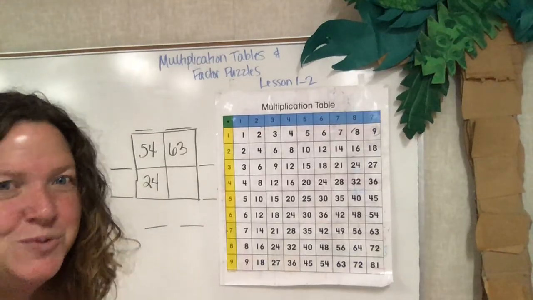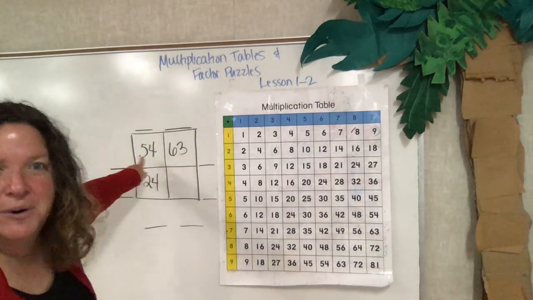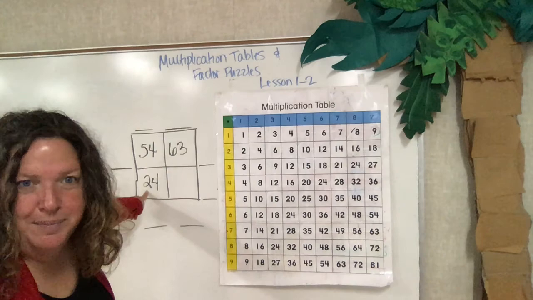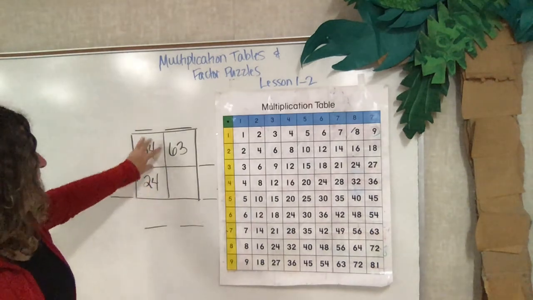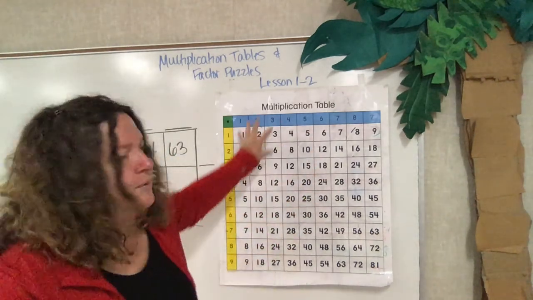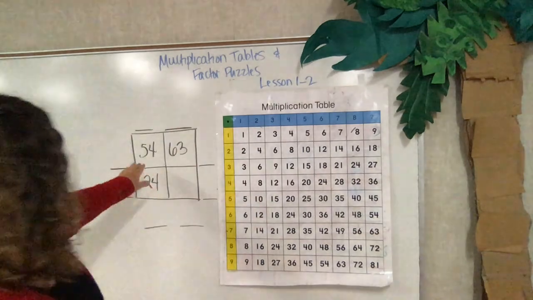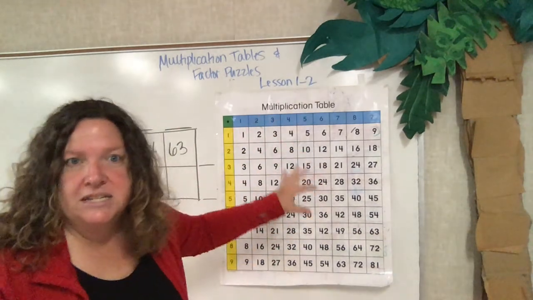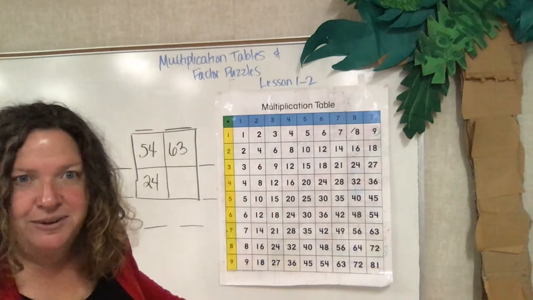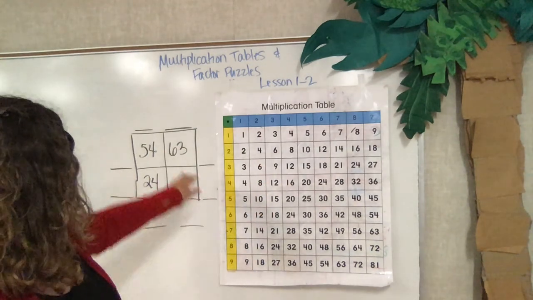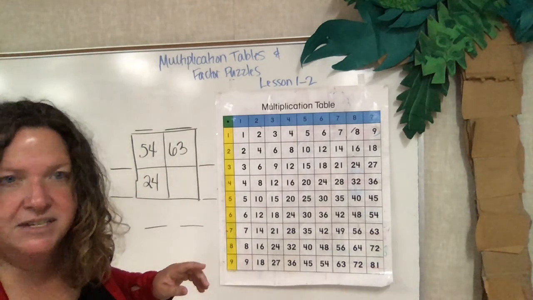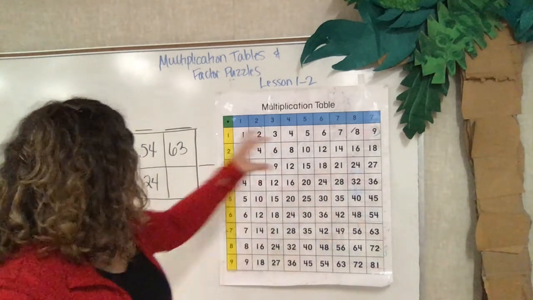All right, here's number 12. It's got a 54 and a 63 in the top two boxes and a 24 in the bottom box. Now remember, these boxes represent one of the boxes on this chart. So this 54 represents some 54. Something times something gives us 54, and it's one of these boxes. Same thing with this 63. Something times something gives us 63. It's one of these boxes on the chart.